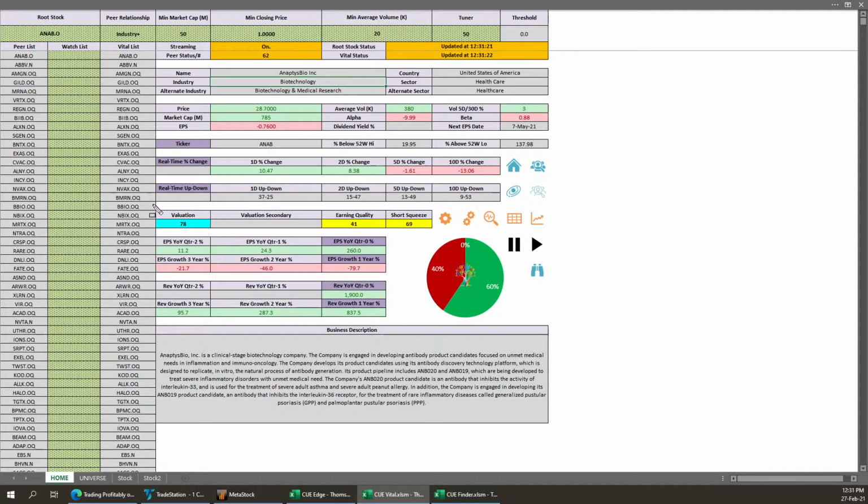Back to the biotech stock. Great valuation, huge earnings growth. From 11% 2 quarters ago to 24% to 260%. Very, very high revenue growth of 1900% in the latest quarter. Went up by 10.4%. So fundamentally, ANAB is a very strong biotech.